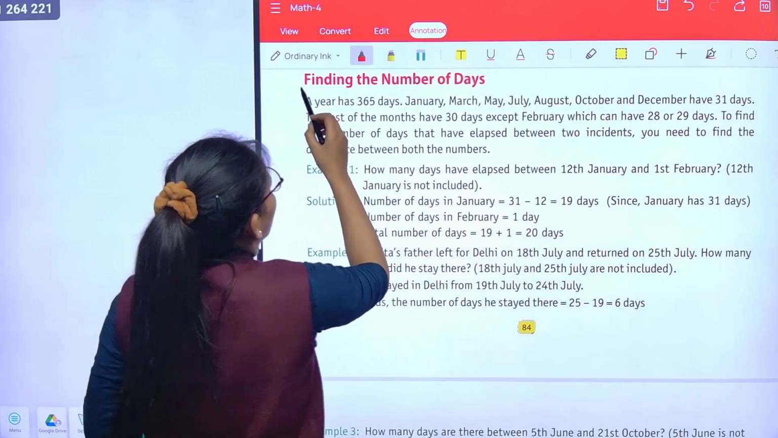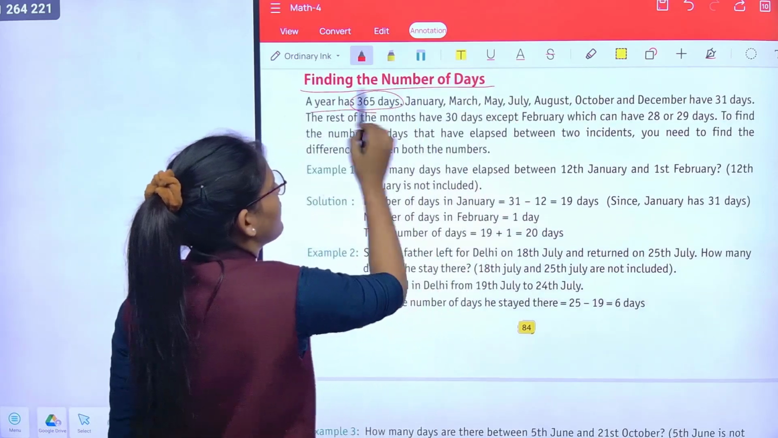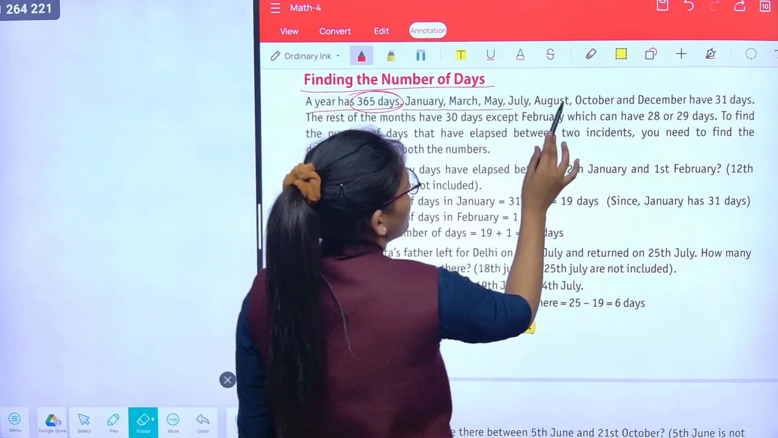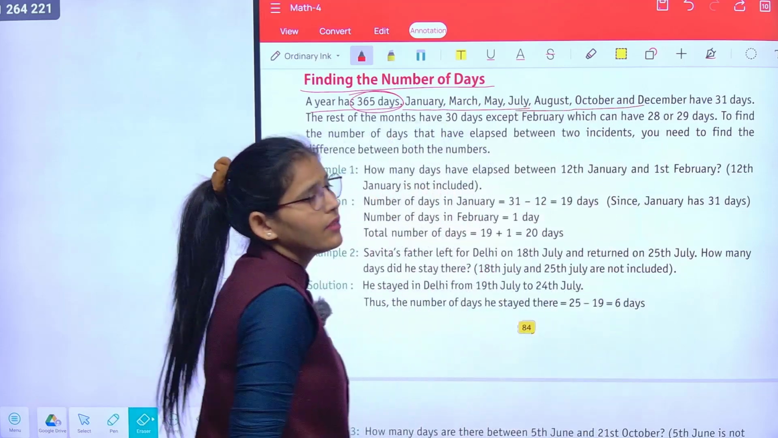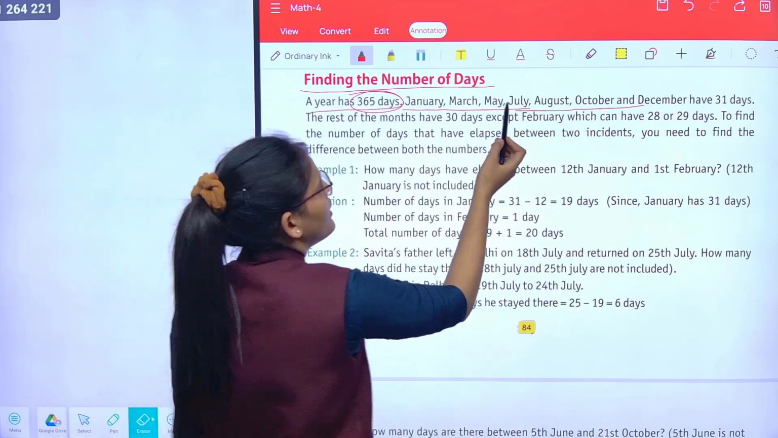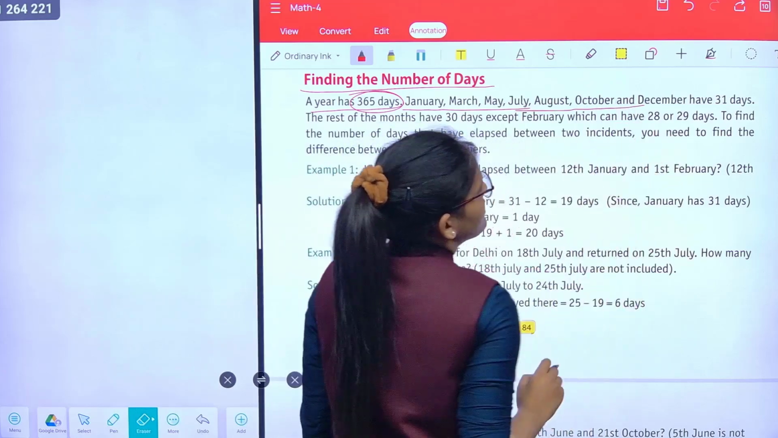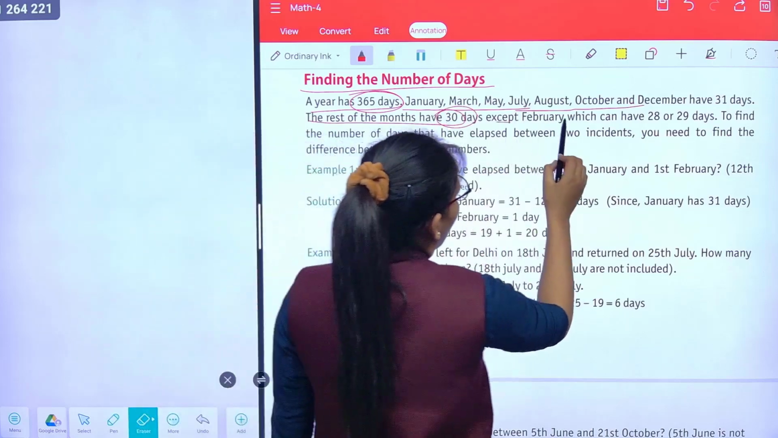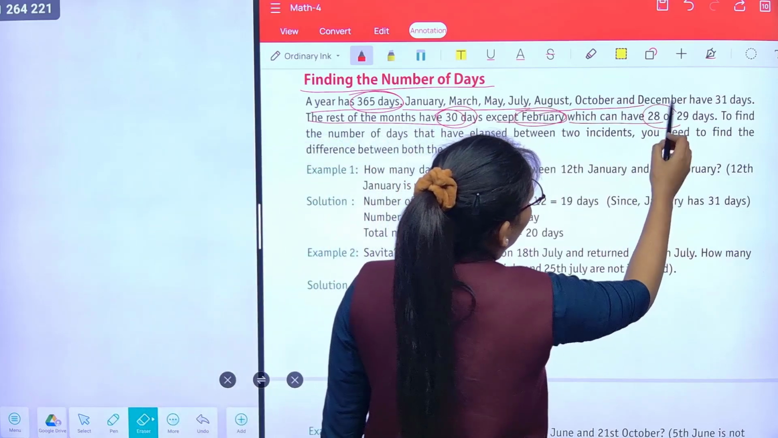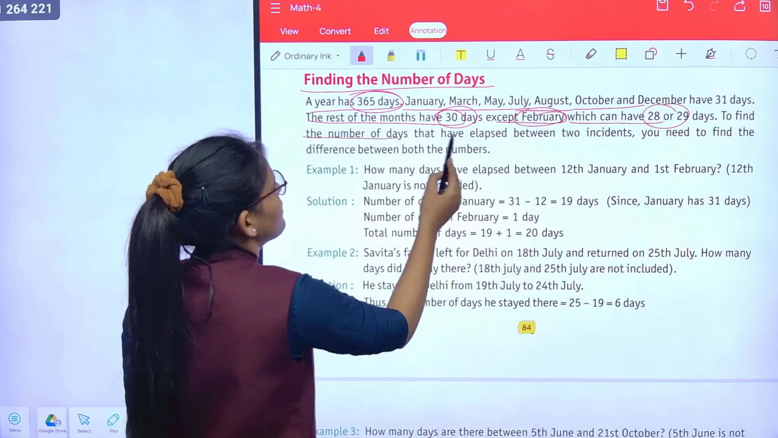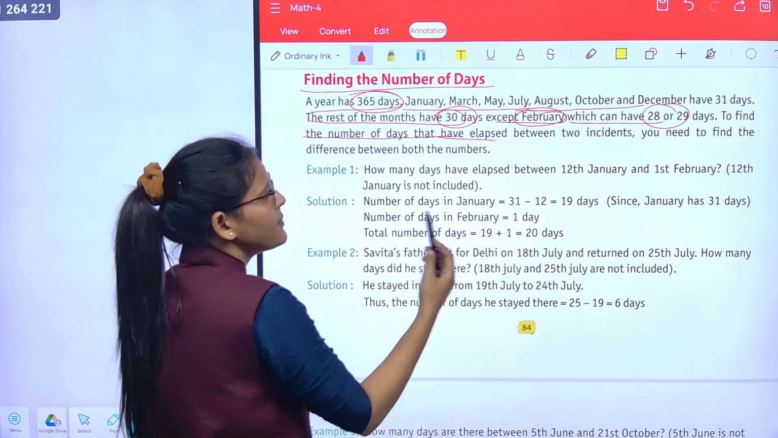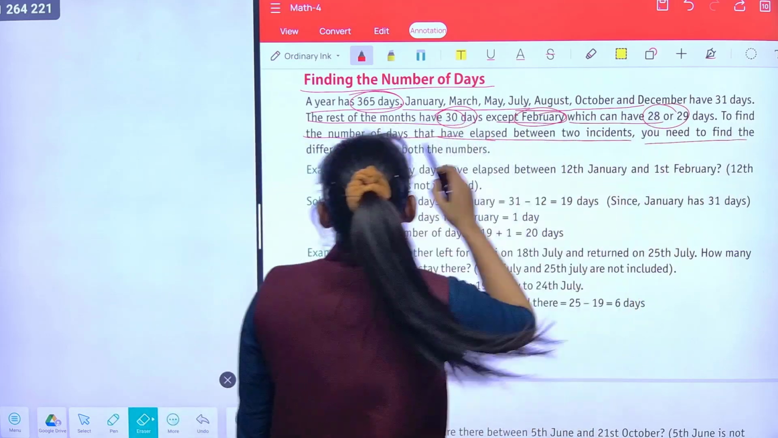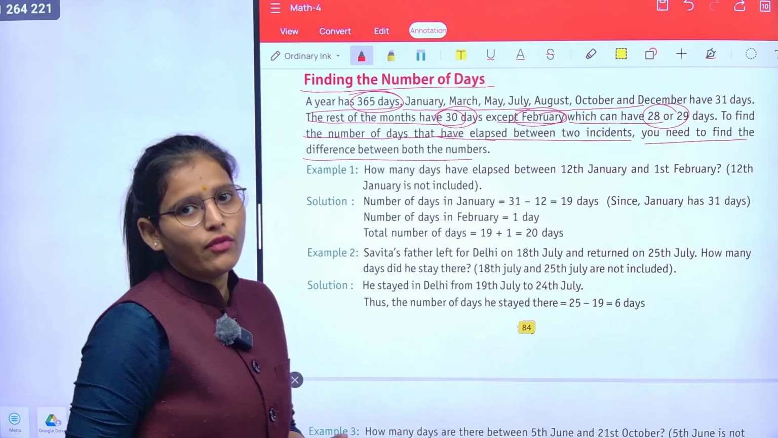Come on, finding the number of days. Class, a year has 365 days. A year has 365 days, right? January, March, May, July, August, October and December have 31 days. So 1, 2, 3, 4, 5, 6, 7 months have 31 days. The rest of the months have 30 days except February, which can have 28 or 29 days. To find the number of days that have elapsed between two incidents, you need to find the difference between both the numbers. You need to find the difference.